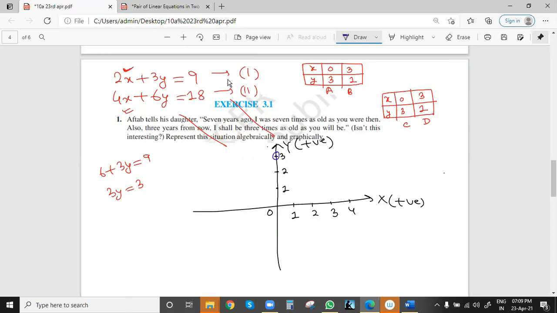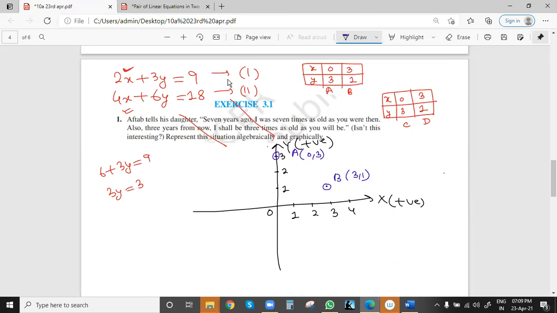And the second one is x3, y1. The method is to join these 2 points and we can extend. So this was point A, 0, 3, first x, then y. This is point B, 3, 1. So we join and then extend.